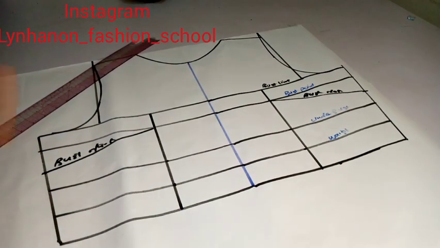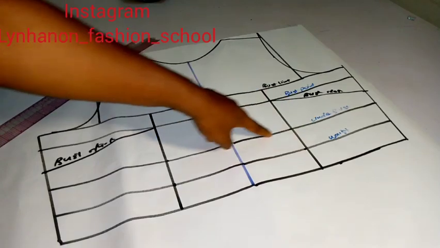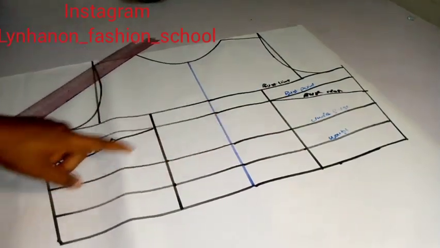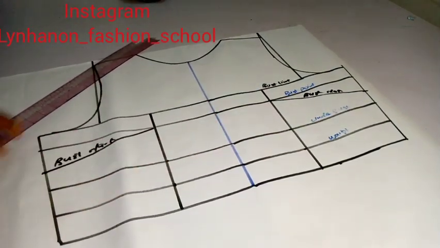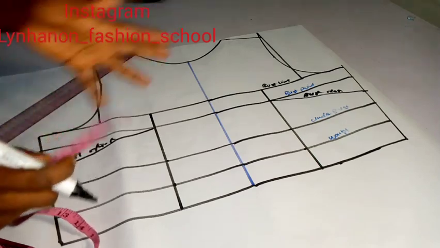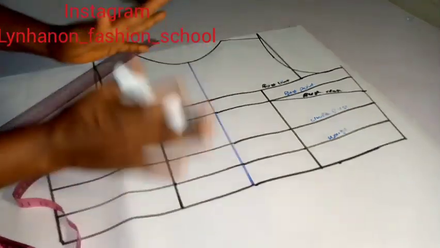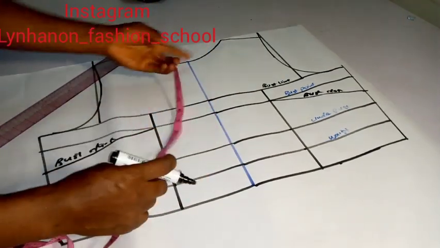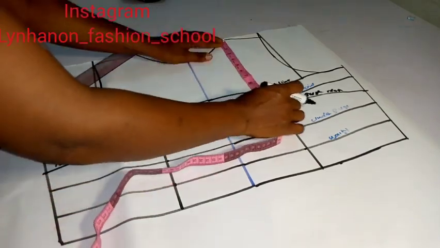So I'm going to be altering this pattern into a bustier. Okay, so when you hear bustier, the first thing that should come to your mind should be under bust. That's the reason why I have my under bust measurement here. I have a detailed video about bustier, so I'm not going to be talking much about that, so I'm just going to alter this into a bustier. So the first thing I want to do, I want to find my new neckline.